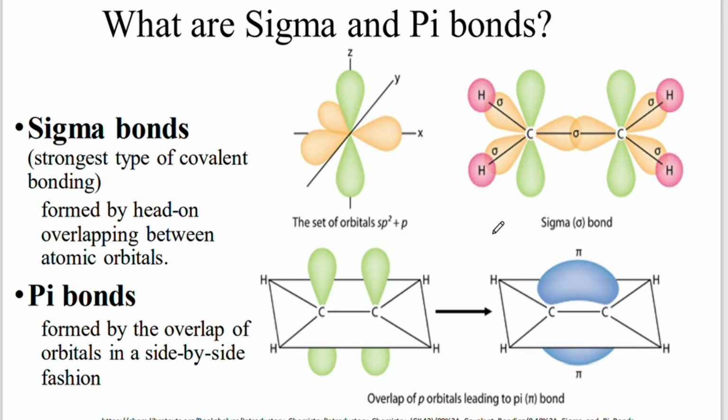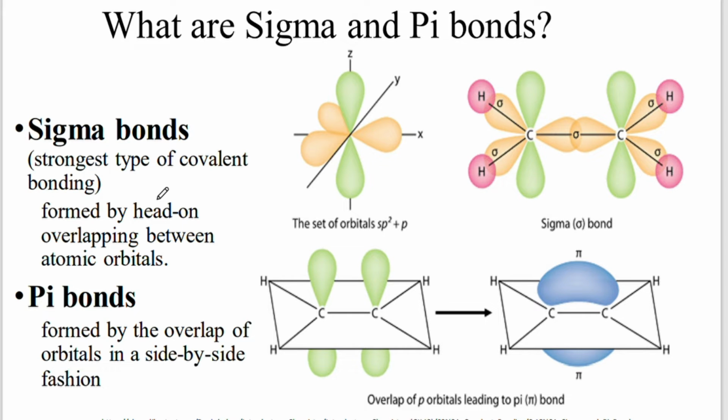bonds. In a covalent compound, a sigma bond is formed by head-on overlapping between atomic orbitals, and a pi bond is formed by overlap of orbitals in a side-by-side fashion. So this is a sigma bond and this is a pi bond.